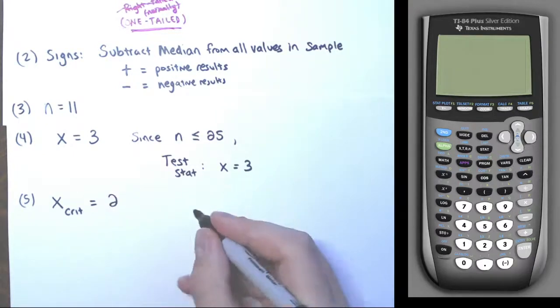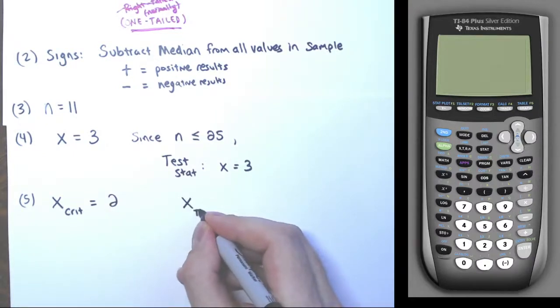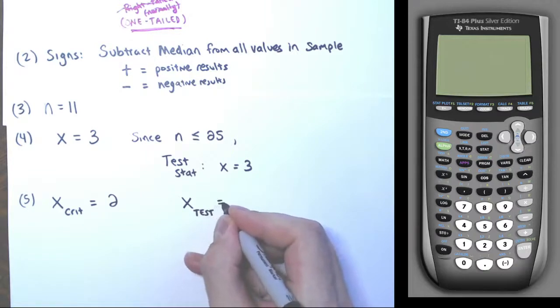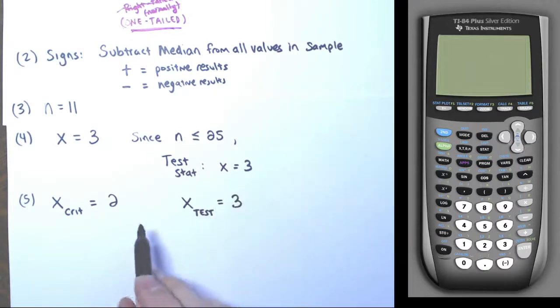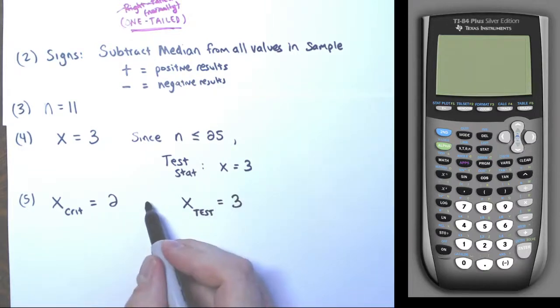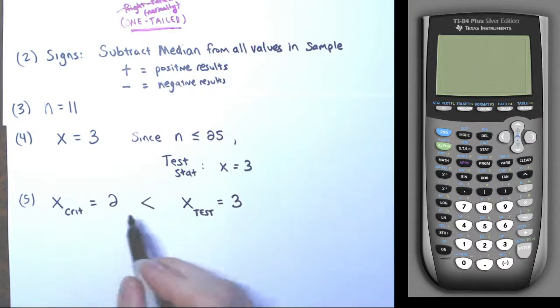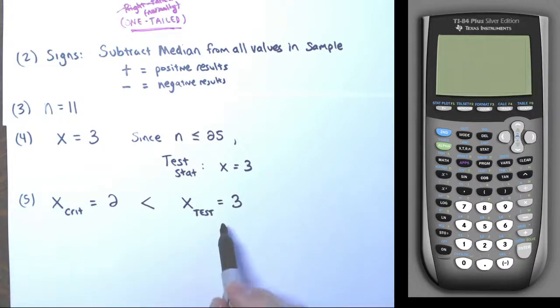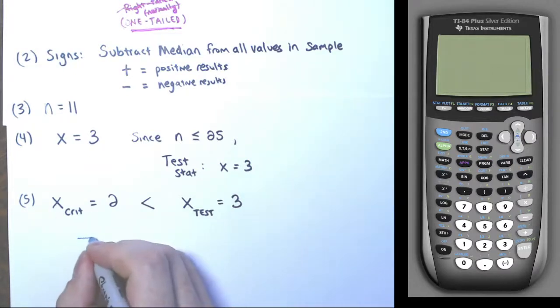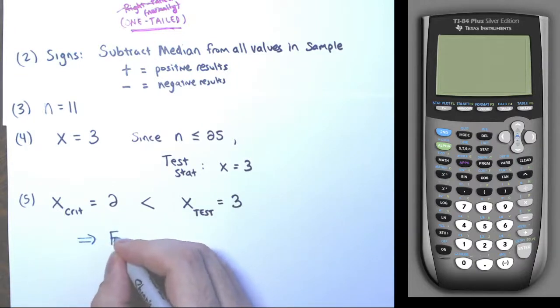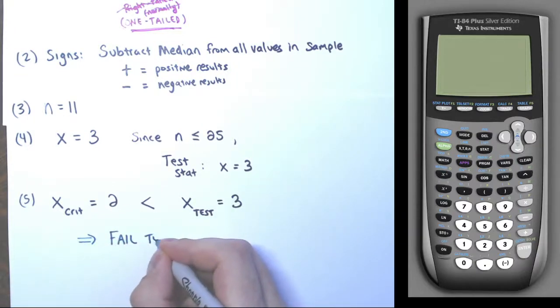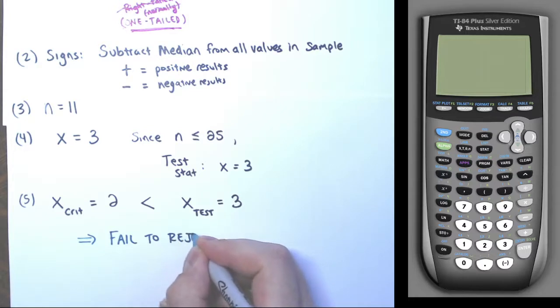All right, so our test statistic is 3. And you see the test statistic is greater than the critical value, not less than or equal to. The test statistic is greater than the critical value this time. So we do not reject the null. We fail to reject the null hypothesis.